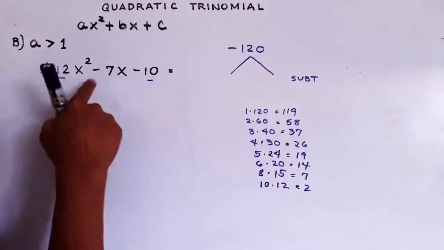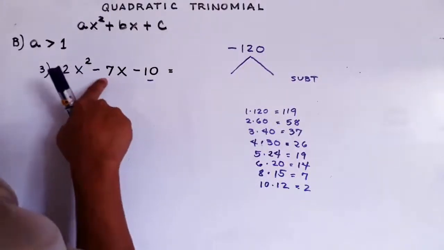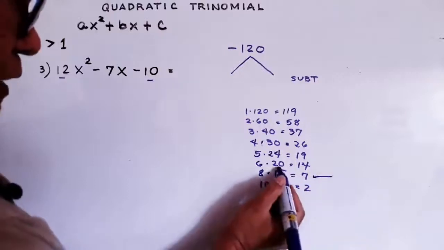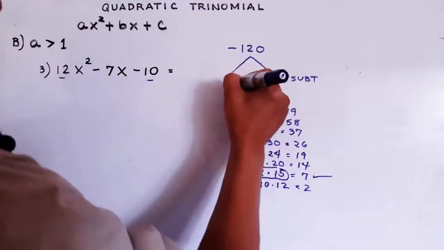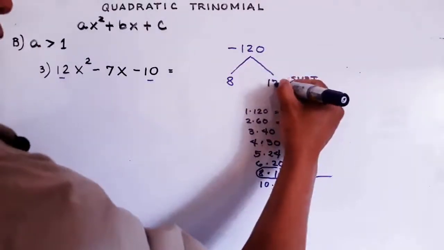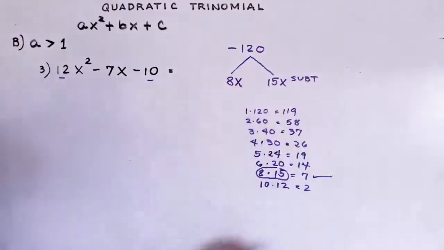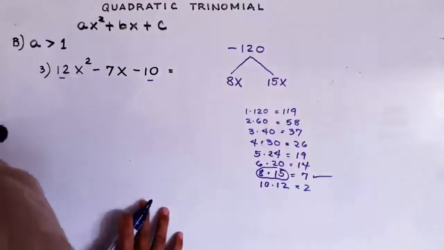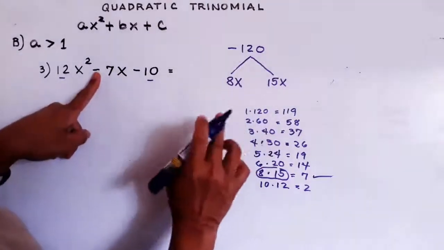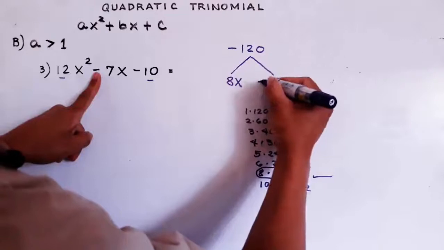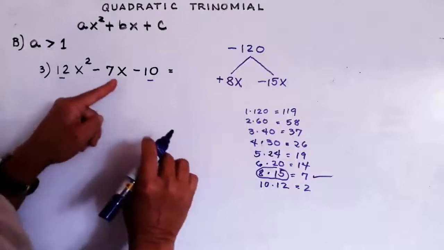So let us see what numbers we're going to use to replace the middle term, because this one is 7. Check this one. So we get the 8 and the 15. Just put here the 8 and the 15. Put an x here, so you will not forget. Okay. The sign of the middle term is negative. It means that the bigger number there should have a negative sign. So this one is negative, this one is positive, to replace that negative 7x.